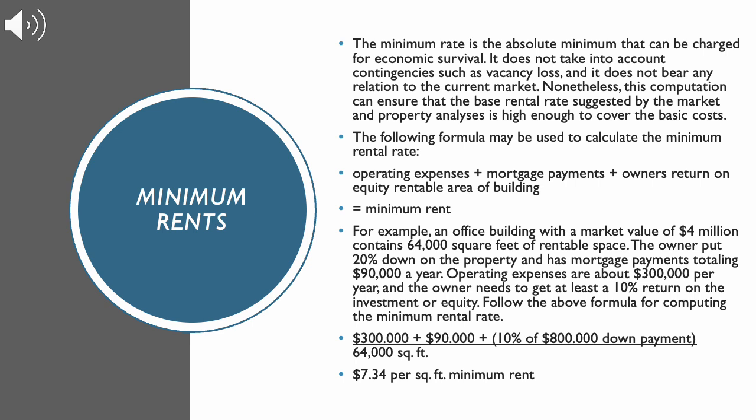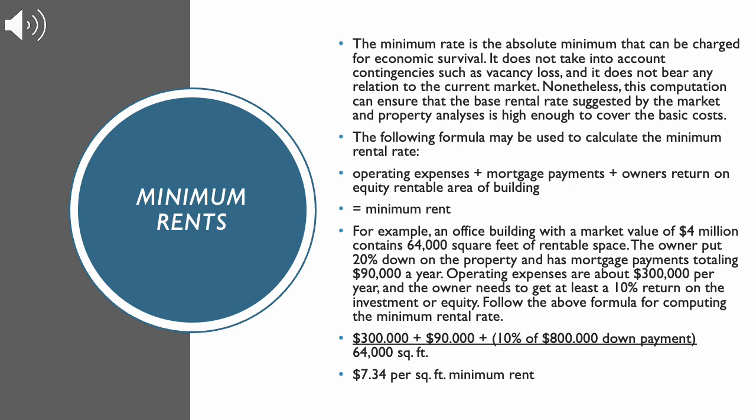The following formula may be used to calculate the minimum rental rate. Operating expenses plus mortgage payments plus owner's return on equity, divided by rentable area of building, equals minimum rent. For example, an office building with a market value of $4 million contains 64,000 square feet of rentable space. The owner put 20% down on the property and has mortgage payments totaling $90,000 a year. Operating expenses are about $300,000 per year, and the owner needs to get at least a 10% return on the investment or equity. Follow the above formula for computing the minimum rental rate.